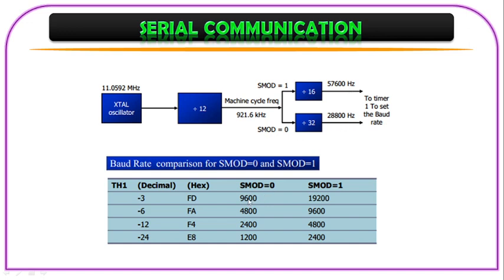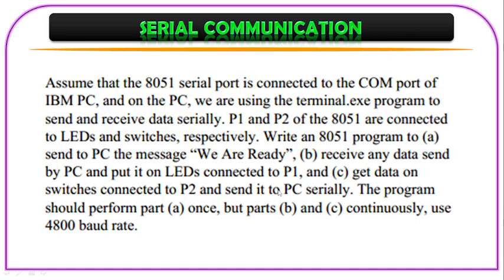So you will have double the baud rate for the same timer count. Instead of 9600 it will become 19200. Instead of 4800 it will become 9600, and so on. You can double it.